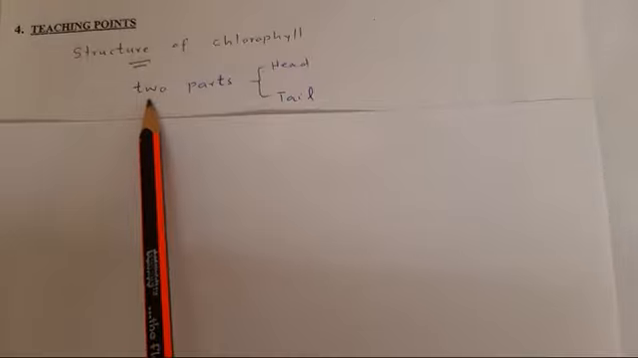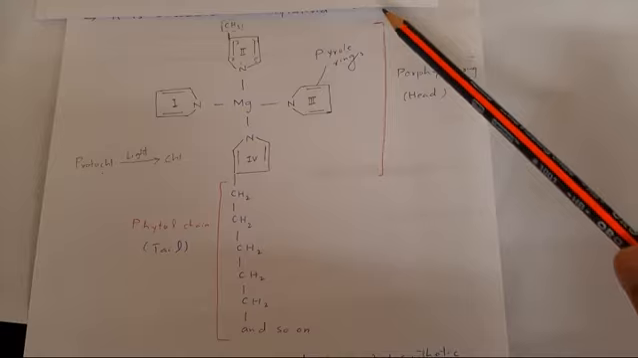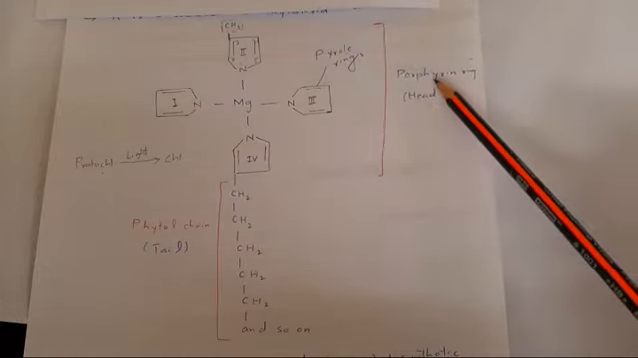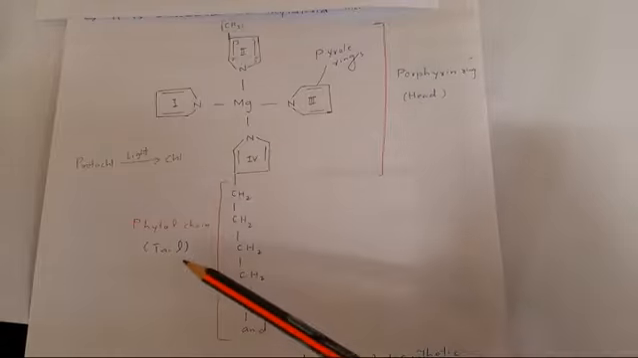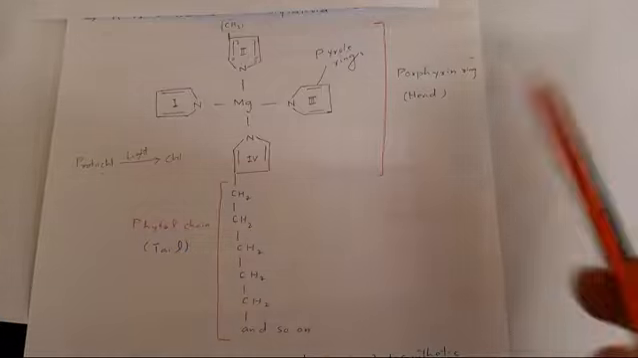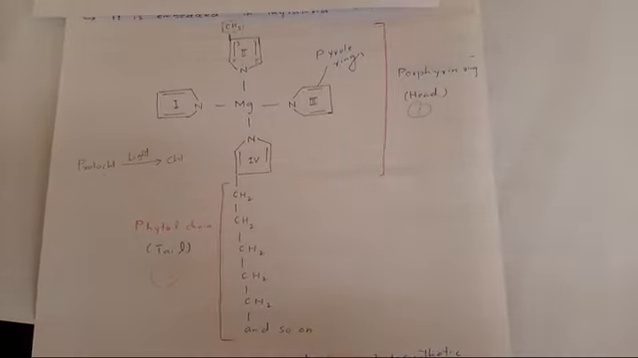Now coming to the structure of chlorophyll, chlorophyll consists of two parts, the head and tail. This diagram shows the structure of chlorophyll. One part is known as the head, the porphyrin ring head, and the other part is the tail, also known as the phytol chain.